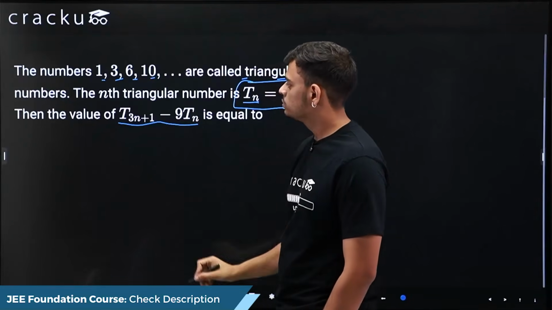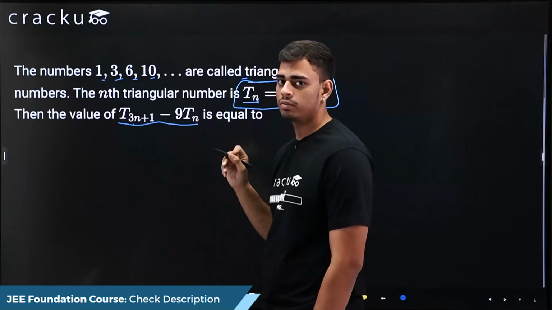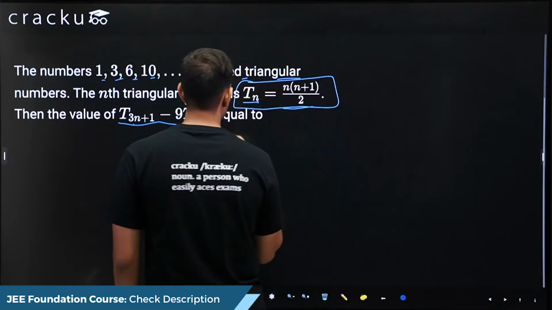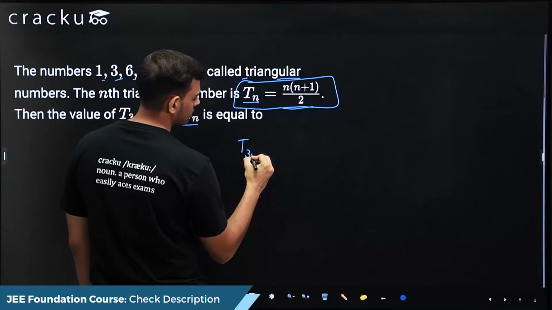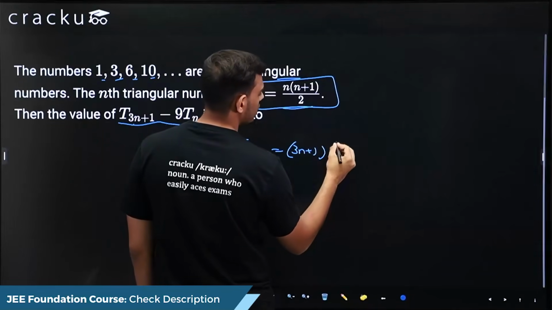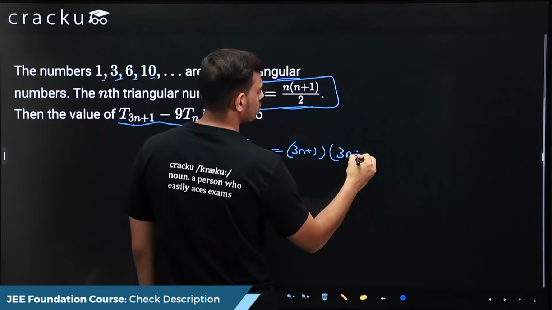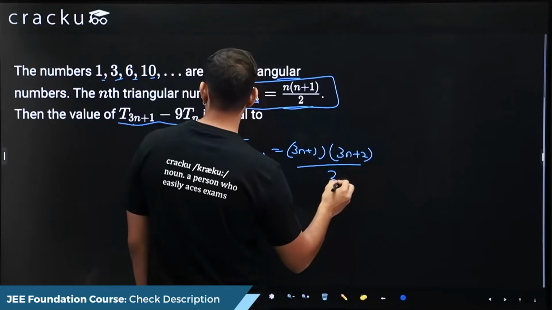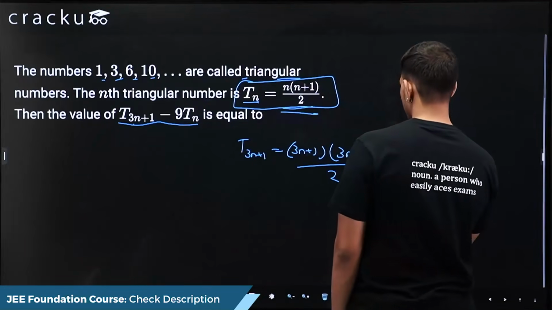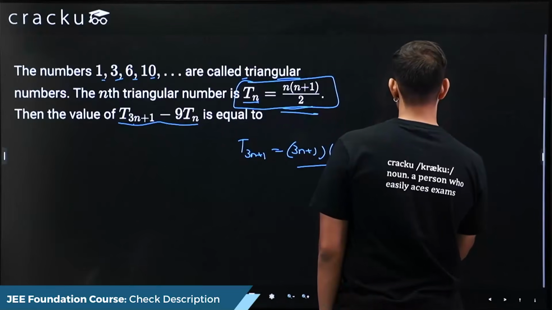We have Tn. We need to find T of 3n plus 1. We'll simply substitute n with 3n plus 1. So if I put 3n plus 1 here, I get 3n plus 1 multiplied by 3n plus 1 plus 1, that is 3n plus 2, by 2. What is 9 times Tn? Tn is given to us, n into n plus 1 by 2, so it is 9 into n into n plus 1 by 2.